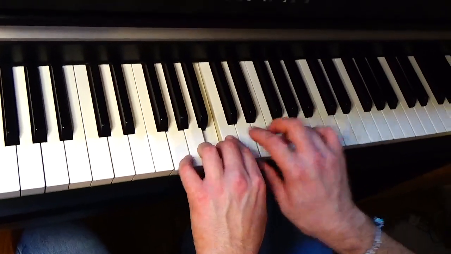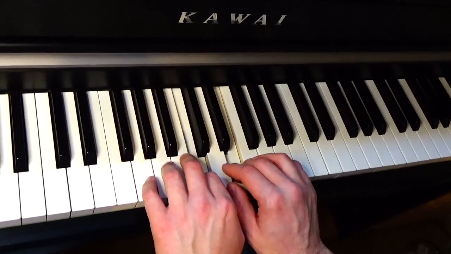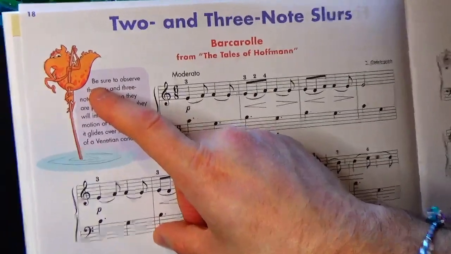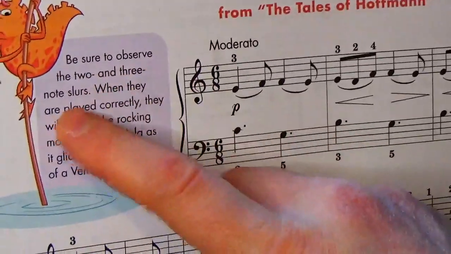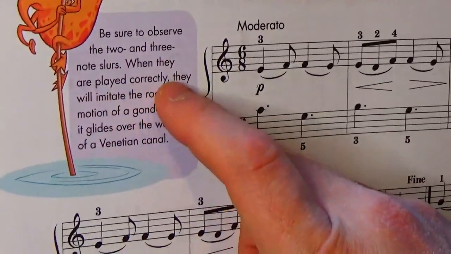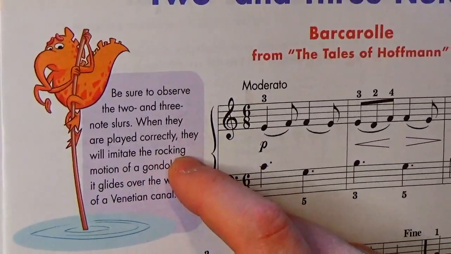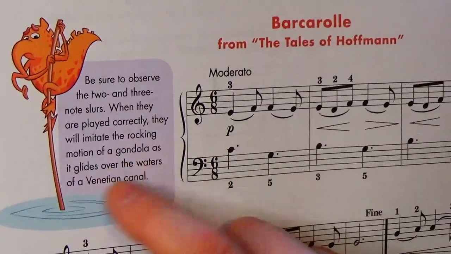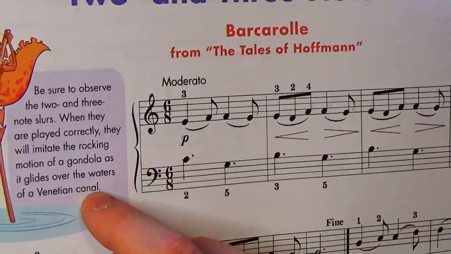Stop. We can read together what Thompson is saying here. He's saying, be sure to observe the 2 and 3 note slurs. When they are played correctly, they will imitate the rocking motion of a gondola as it glides over the waters of a Venetian canal.